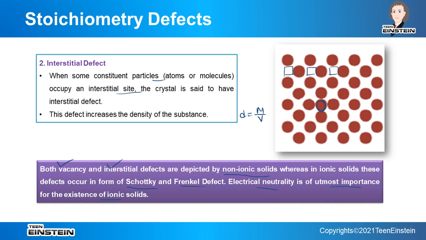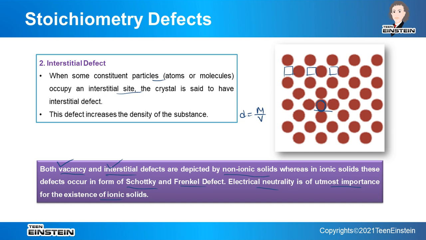That means total positive charge and total negative charge must be equal. But if you consider vacancy defect and interstitial defect, in case of vacancy defect, suppose some cation or anion is missing, so there will be excess positive charge or excess negative charge, so electrical neutrality is not maintained. Similarly, if you consider interstitial defect, some extra species is present, so depending on whether it is cation or anion, positive charge will increase or negative charge will increase. So electrical neutrality is not maintained in case of vacancy and interstitial defect.